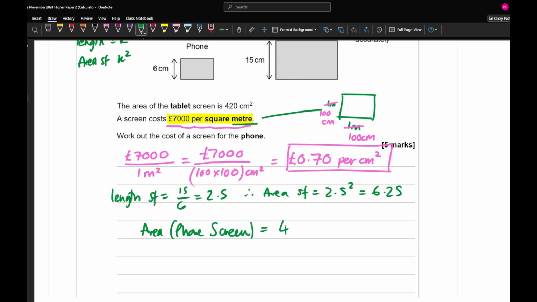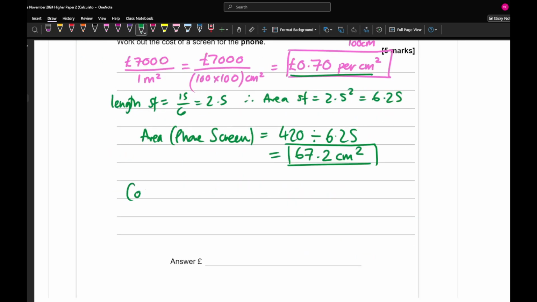is going to be 420 divided by the area scale factor, which is 6.25, and that gives me an answer of 67.2, and that's in square centimeters. So next, all that's left for me to do is work out the cost. The cost is going to be 67.2 multiplied by 0.7, and typing that into my calculator gives me an answer of £47.04.